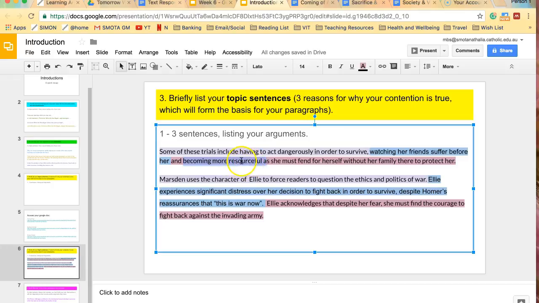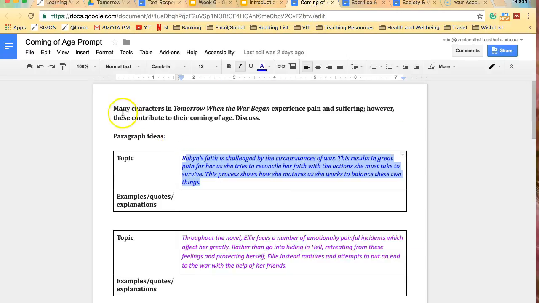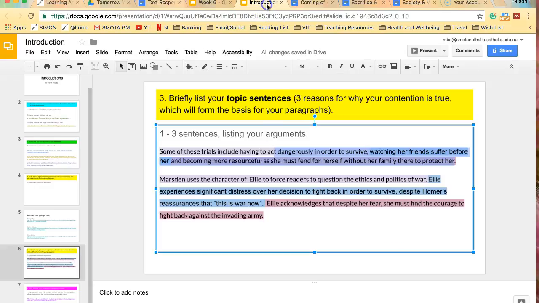And she isn't the only one that's resourceful. You might think about Kevin or Robin or Corrie and how they are resourceful in order to defend for themselves without their families there to protect them. Because that question for coming of age asks you about many characters. So in the example we did, we only looked at Ellie, but this question now asks you for many characters. So you can talk about different characters, and you should talk about different characters.